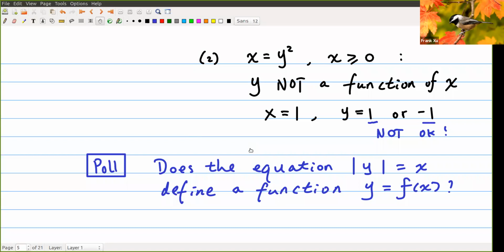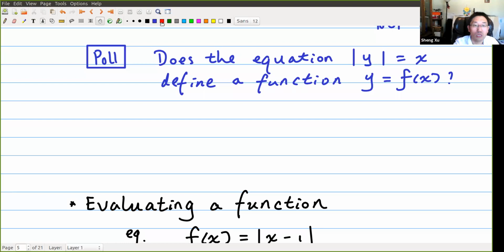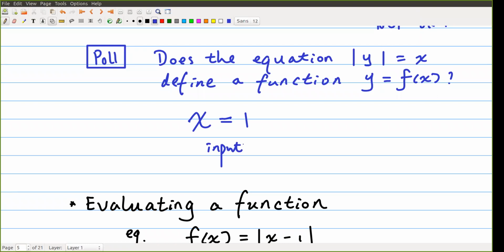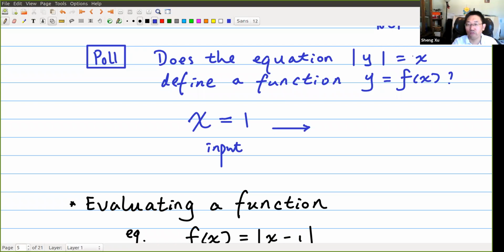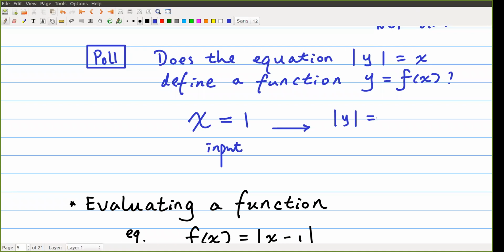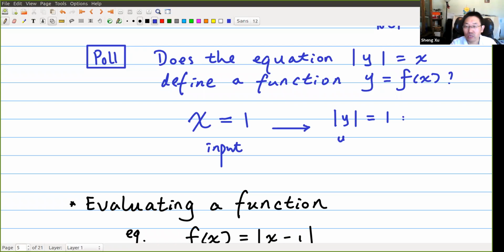Okay. Of course, you check, right? So give me some x as the input. Let me use my blue color here. Let me just test this one. Say x equals 1. So that's the input. What kind of output can I get from this equation here? I know the absolute value of y should be equal to x, which is 1. But we know then y can be equal to what? y can be equal to positive 1 or negative 1, right? So you have two outputs, right?